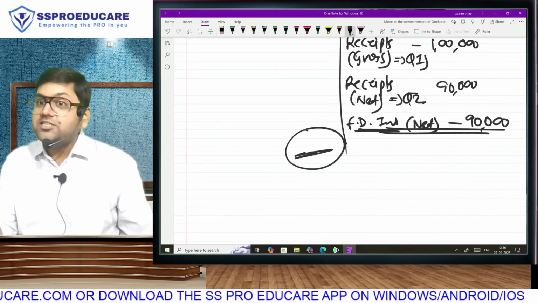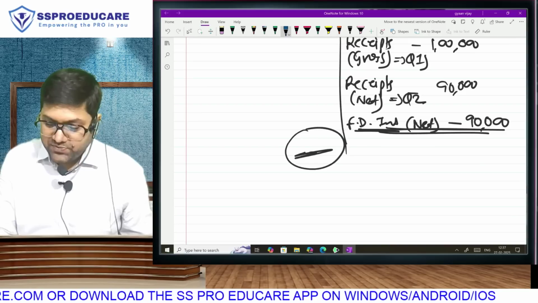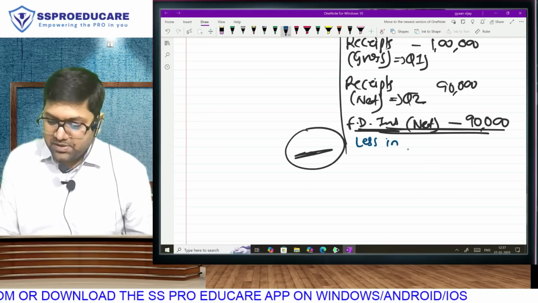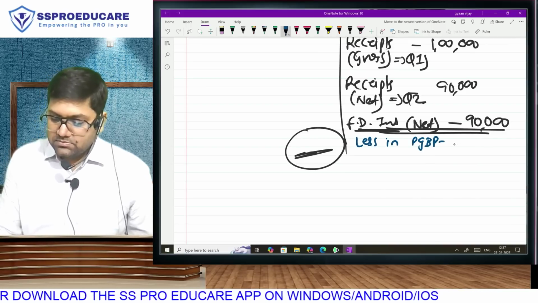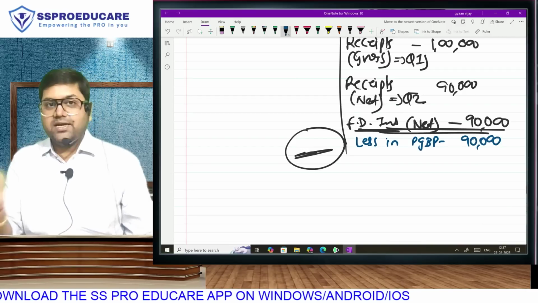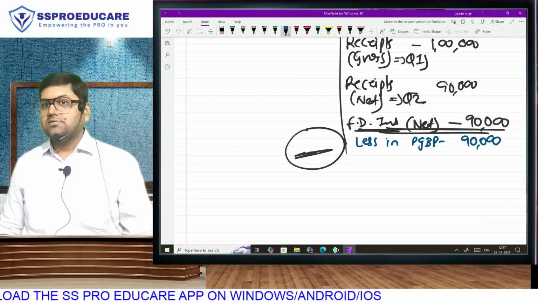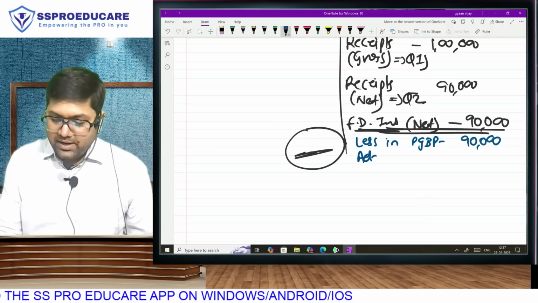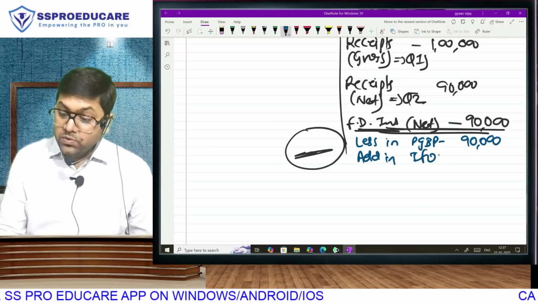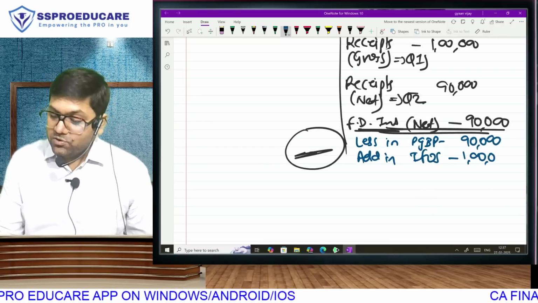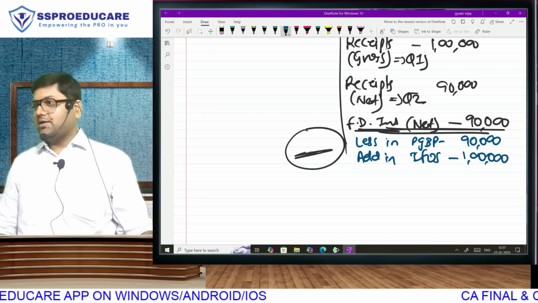So if I have to solve this adjustment in my exam, I have to do three things. First, I will have to less in PGBP. Tell me the amount. 90,000. Because 90 is included, so remove 90. Then I will have to add in IFOS. 1 lakh.